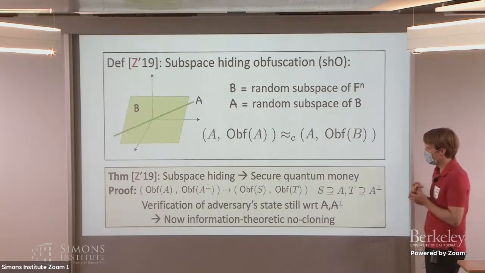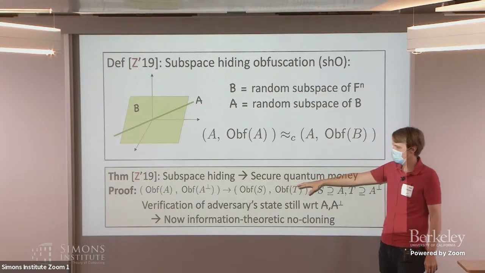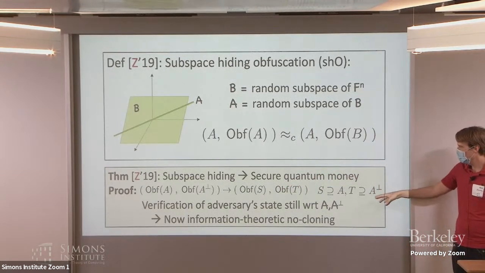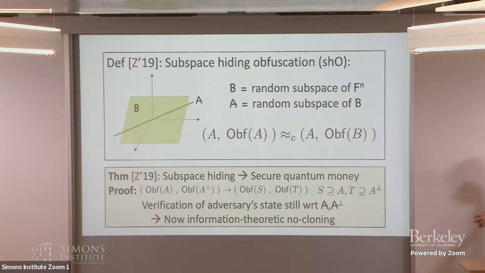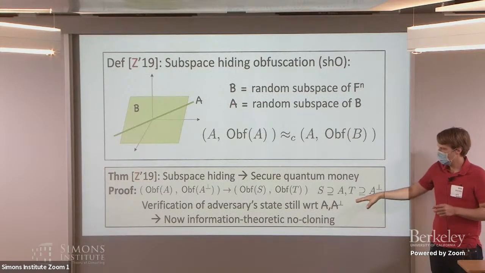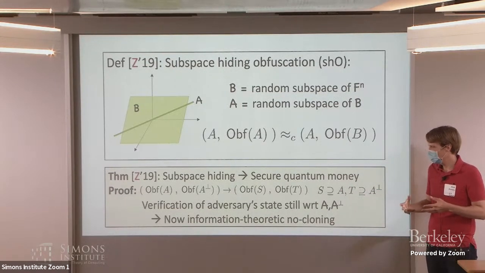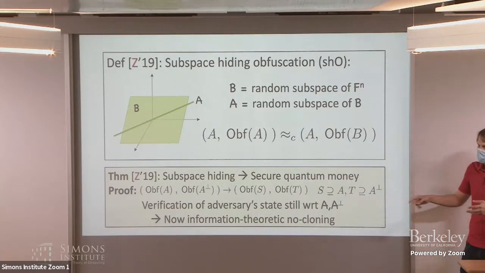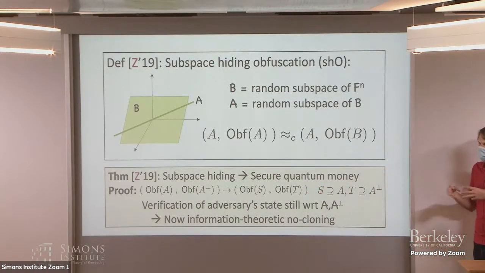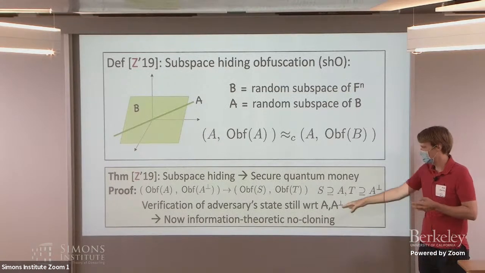So we're going to define this fake world where instead of an obfuscation of A and an obfuscation of A perp, I give you an obfuscation of S and an obfuscation of T, where S is a superspace of A and T is a superspace of A perp. And what's crucially important here is that in this fake world, the verification of the adversary's forgery is still with respect to A and A perp. So I give you obfuscations of S and T, but then I'm asking you, without you knowing A, to come up with a subspace state that is valid with respect to A and A perp.